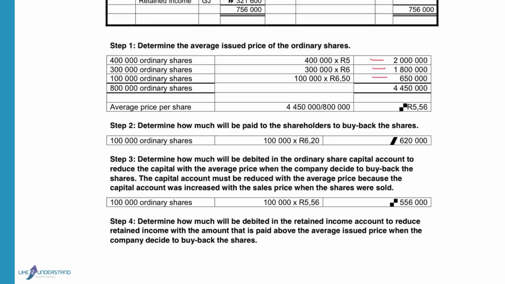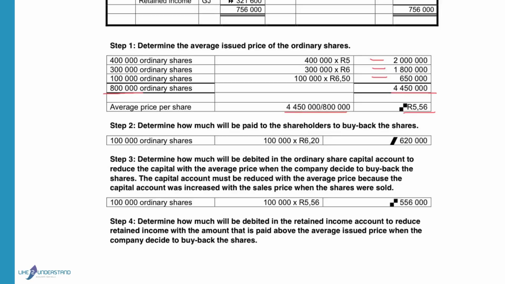So we look at the buyback price. We calculate it is 620,000. The average price is 556. So what we can take out of the capital account is 556,000. And the amount that will be taken out of retained income will be 64,000 Rand.